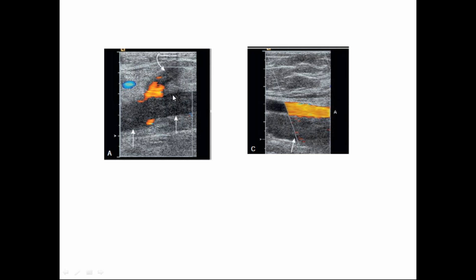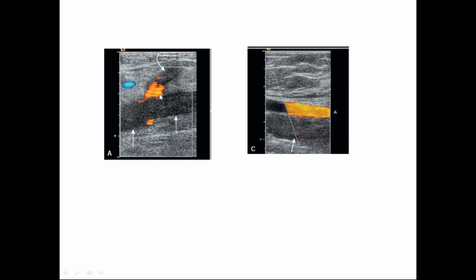Here on the Doppler, we see color filling within the artery, but not within the adjacent vein. The diameter of the vein is increased, and there is echogenic material within the vein, which is suggestive of a clot or a thrombus.